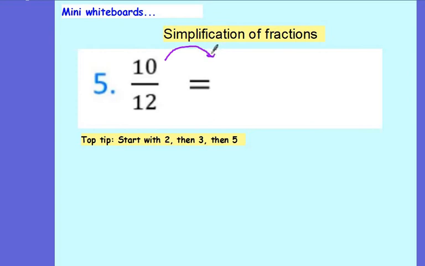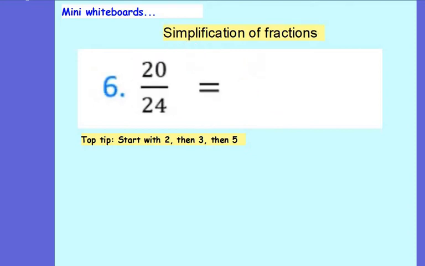Right, this time we can divide top and bottom by 2, because 2 goes into both 10 and 12. That leaves us with 5 over 6. So how about now? Pause the video, have a little think, write down your answer in your light blue book for me.